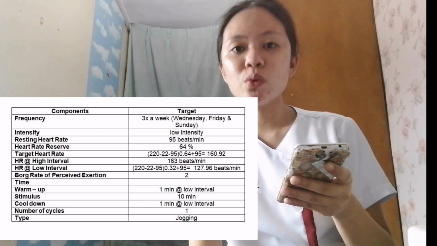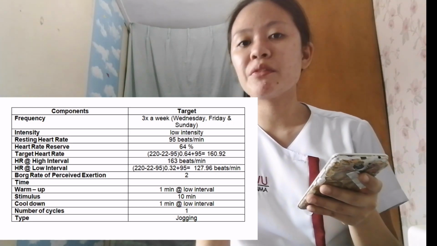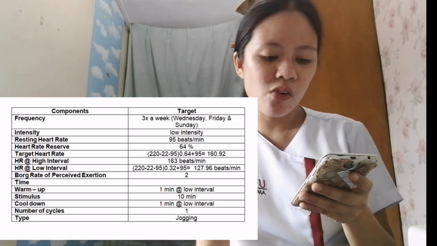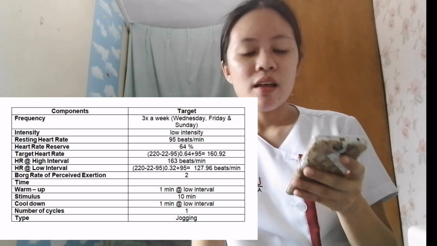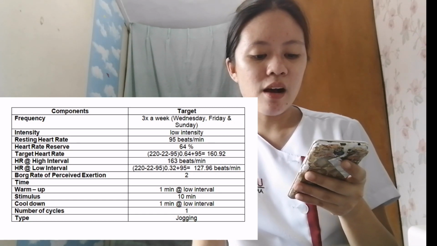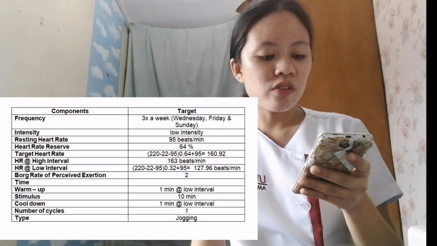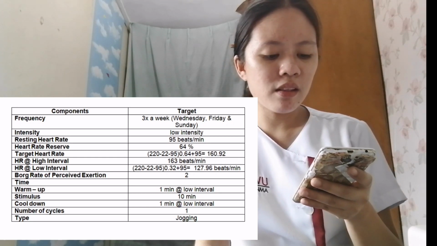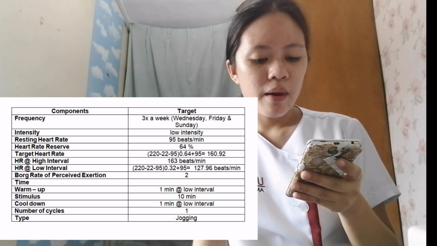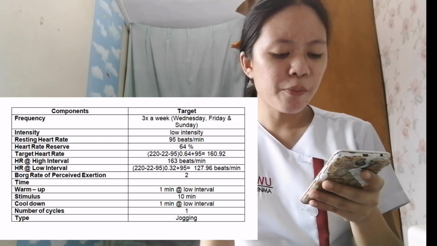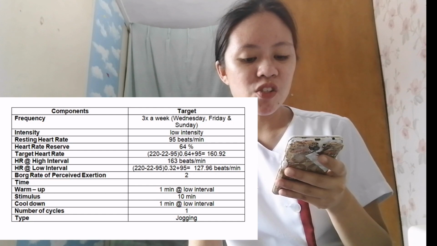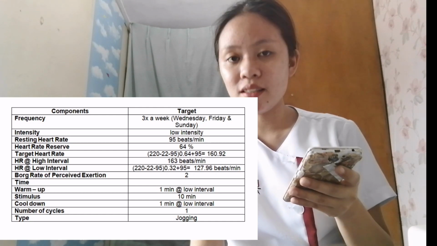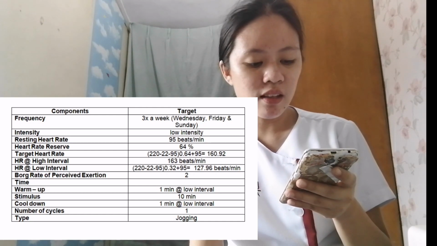On how to solve the target heart rate, that is already given, so I just input my patient's or my client's data. So the heart rate at high interval, heart rate at low interval, and the Borg rate of perceived exertion, that is 2. It is already given since my patient is low intensity.